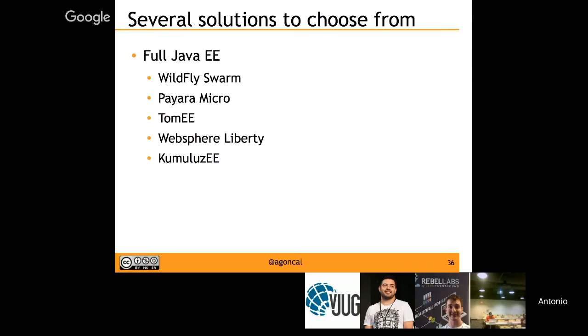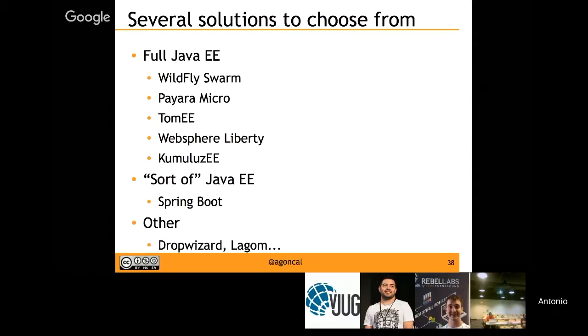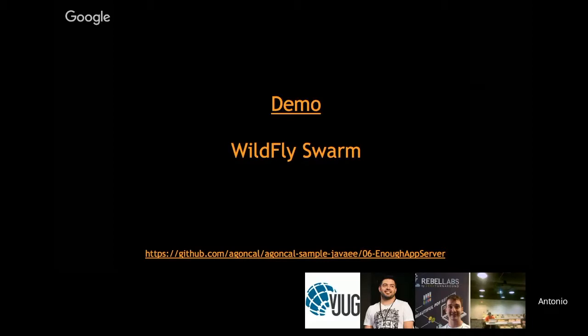Actually, this fat jar approach already works on Java EE. I'm going to use WildFly Swarm, but the same mechanism exists in Payara Micro, TomEE, WebSphere, and there's even another framework called Thorntail. So those are the full Java EE solutions. And you also have Spring Boot that also brought this idea of fat jars. They do sort of Java EE. They implement some specifications of Java EE, but not all of them. And then you have other things like Dropwizard or Lagom. I'm going to use WildFly Swarm, okay? And I'm going to show you what can be done today in terms of packaging.